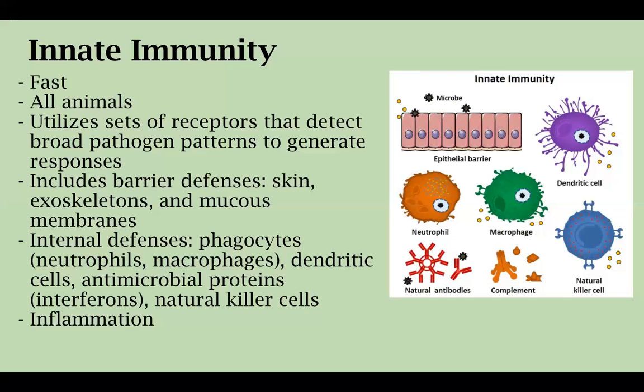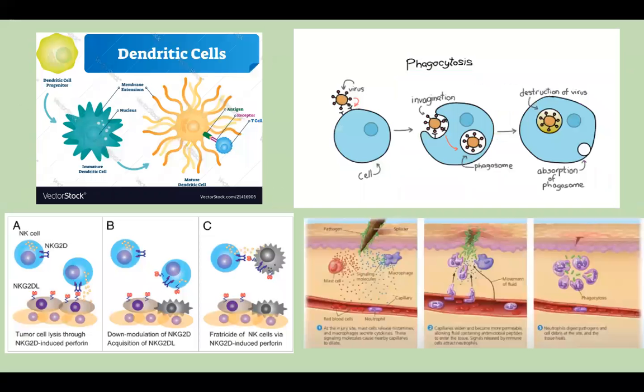Inflammation is also part of innate immunity and is triggered by physical injury and infection. This response involves mast cells that release histamine, which attracts neutrophils and widens capillaries, resulting in the inflammation. Here are some visuals for a few examples that we talked about. Here we have our dendritic cells, our phagocytes, the natural killer cells, and the inflammation response.